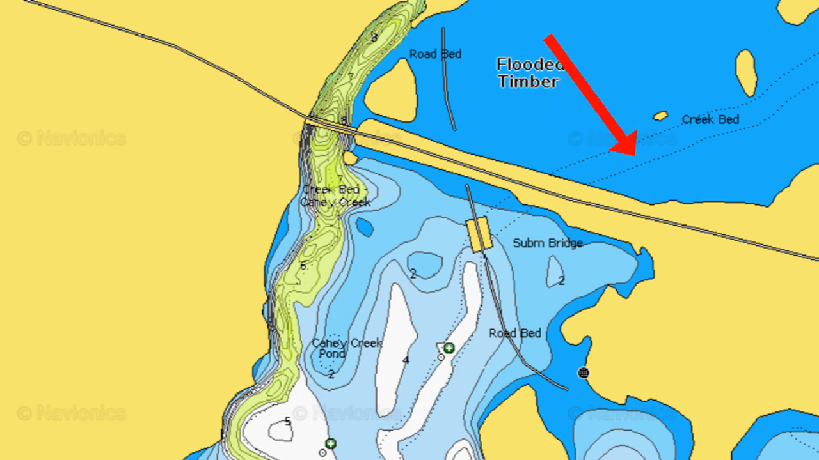So don't always write off creek beds, because some creek beds are marked on these contour maps and you'll see them, and you'll go over there and you'll scan for them and they're just not defined anymore.